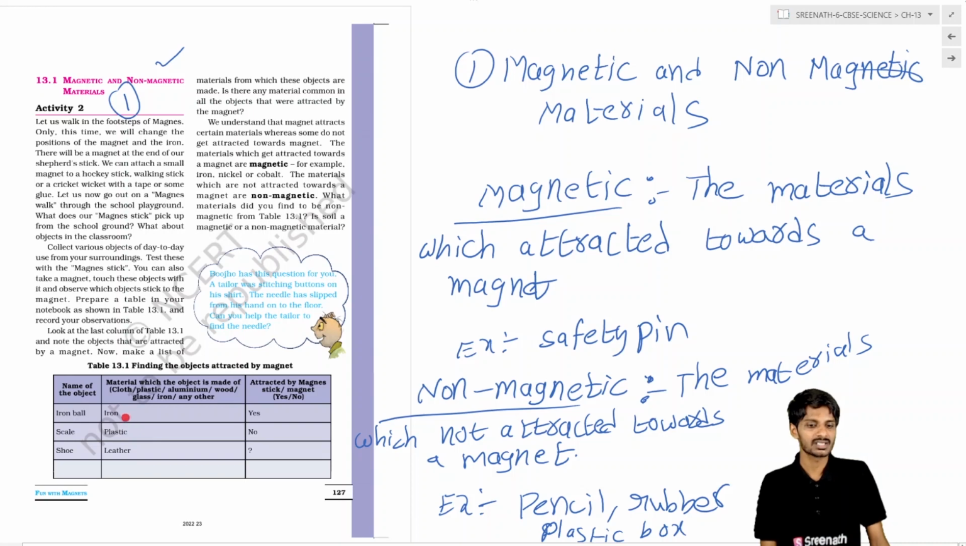Iron ball, it is made of iron. Scale, it is made of plastic. Shoe, it is made of leather. And finally, you have to take your magnet near these objects. If any object is attracted, then the material it is made of is a magnetic material. If any object is not attracted, then we call that material a non-magnetic material. That's it. It is very simple, guys.